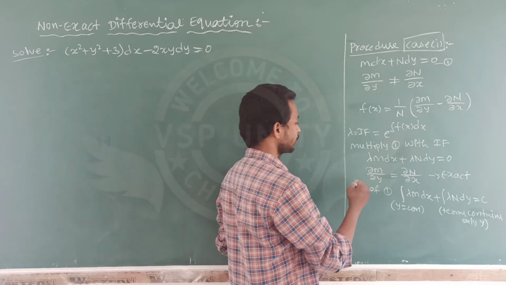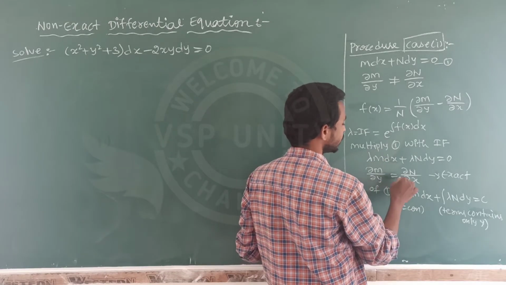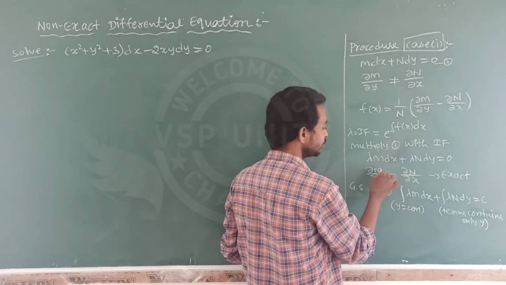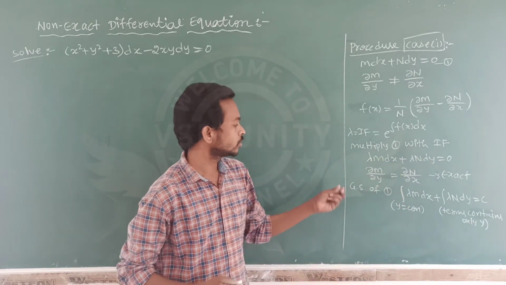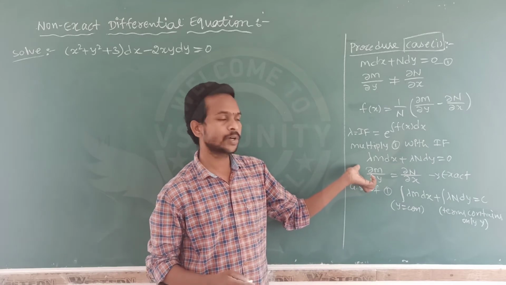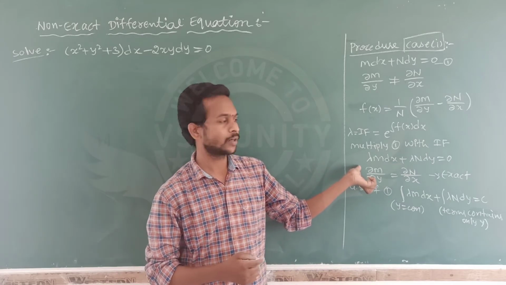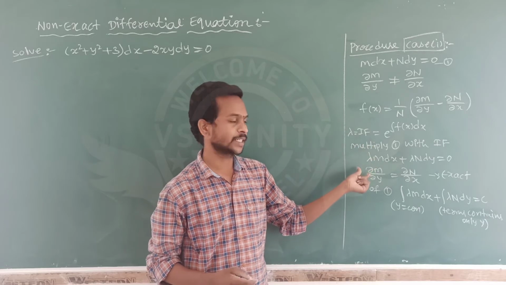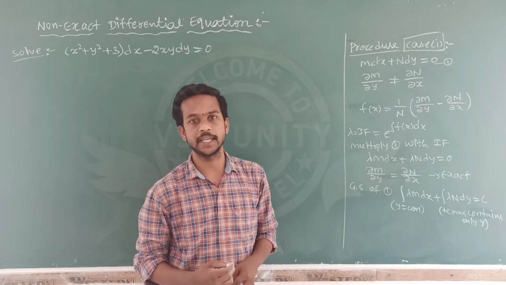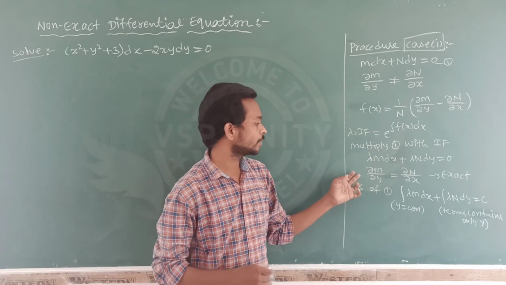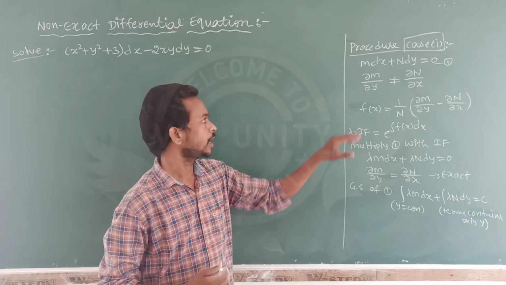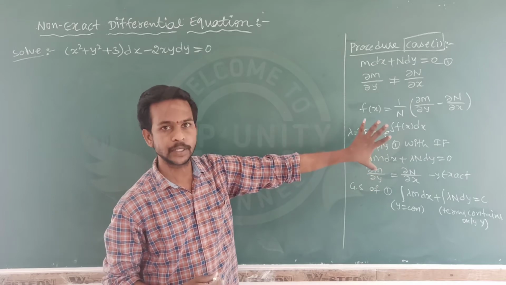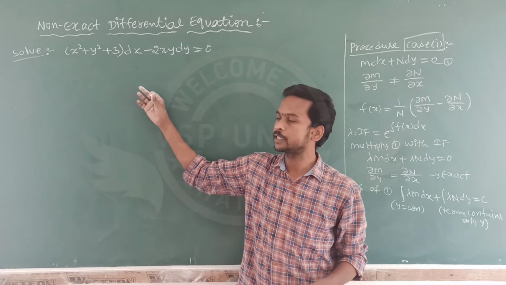Means again we have to find ∂M/∂y and ∂N/∂x. But here M is this and N is this, lambda N, right? So now these two will definitely be equal after multiplying this integrating factor. Then it is in the form of exact. Okay, now it is exact form. Then you have to proceed as we did before, right? I hope you all understand this procedure. By using this procedure, now we can solve this problem.